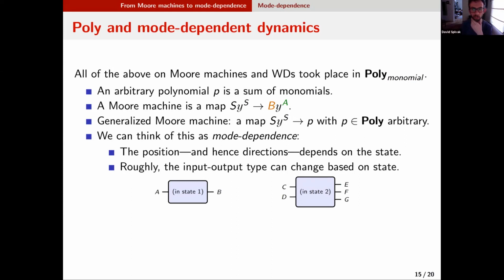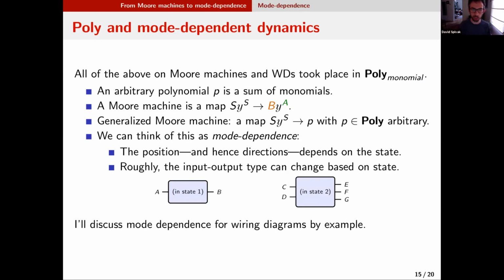And so we could replace all that stuff with, instead of just working with monomials, we could use polynomials. And we would see that a generalized Moore machine where we map to a polynomial instead of a monomial would allow us to have every state go to a different monomial here. So every state could go to a different interface. So in one state, our eyes are open, and in another state, our eyes are closed. In one state, we're extending our hand to shake hands with somebody, and in the other one, we're not extending our hand. And so the input-output type can change based on state.